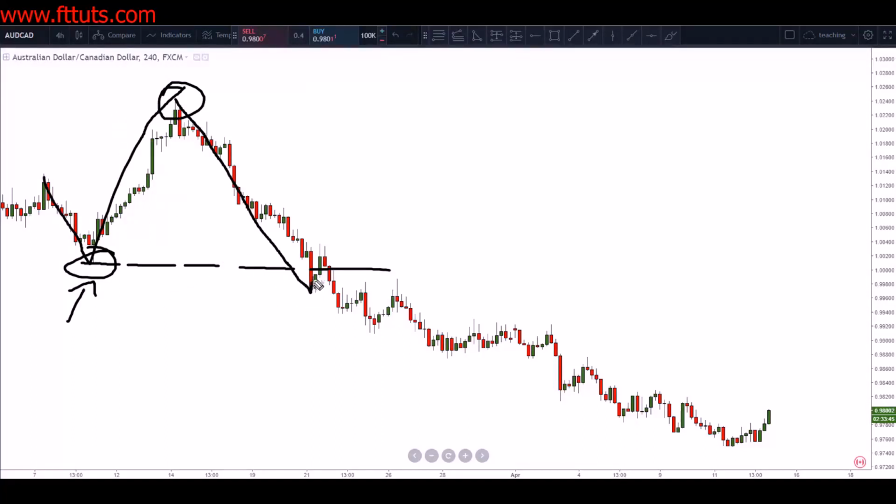We need that 1, 2, 3 move. What do we get? 2, 3, break and close. So we have 1, 2 the pullback, 3 the break and close below. Now we are in a downtrend. So what are we expecting while in a downtrend?